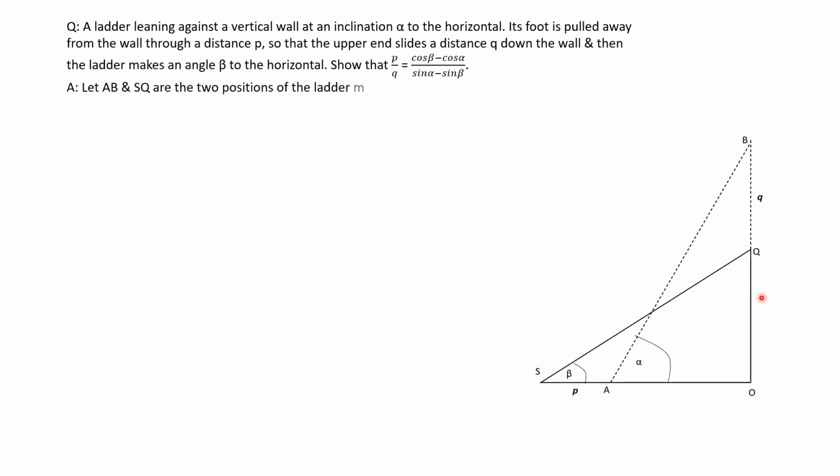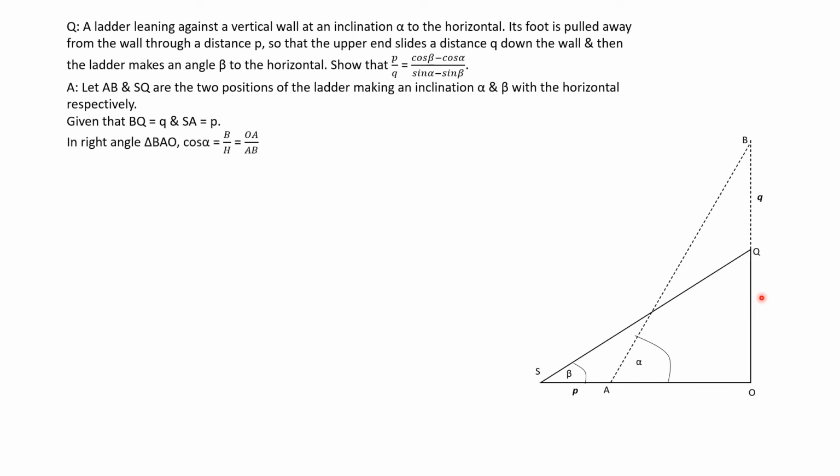Let AB and SQ be the two positions of the ladder, making inclinations alpha and beta with the horizontal respectively. Given that BQ equals q and SA equals p, now in right angle triangle BAO, cos alpha equals B by H, which is OA by AB. So we can write OA equals AB into cos alpha, and sin alpha equals P by H, or OB by AB. So OB equals AB into sin alpha.